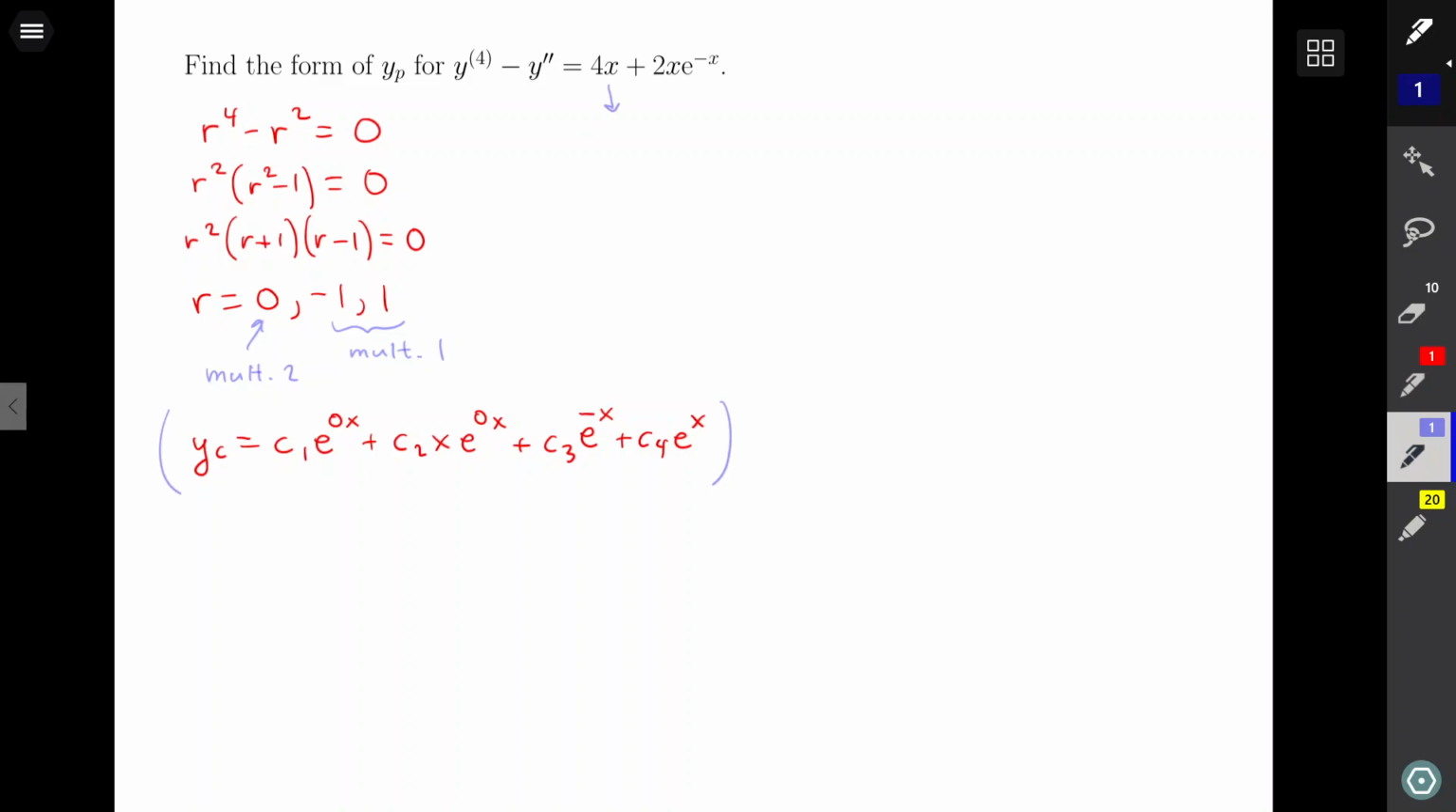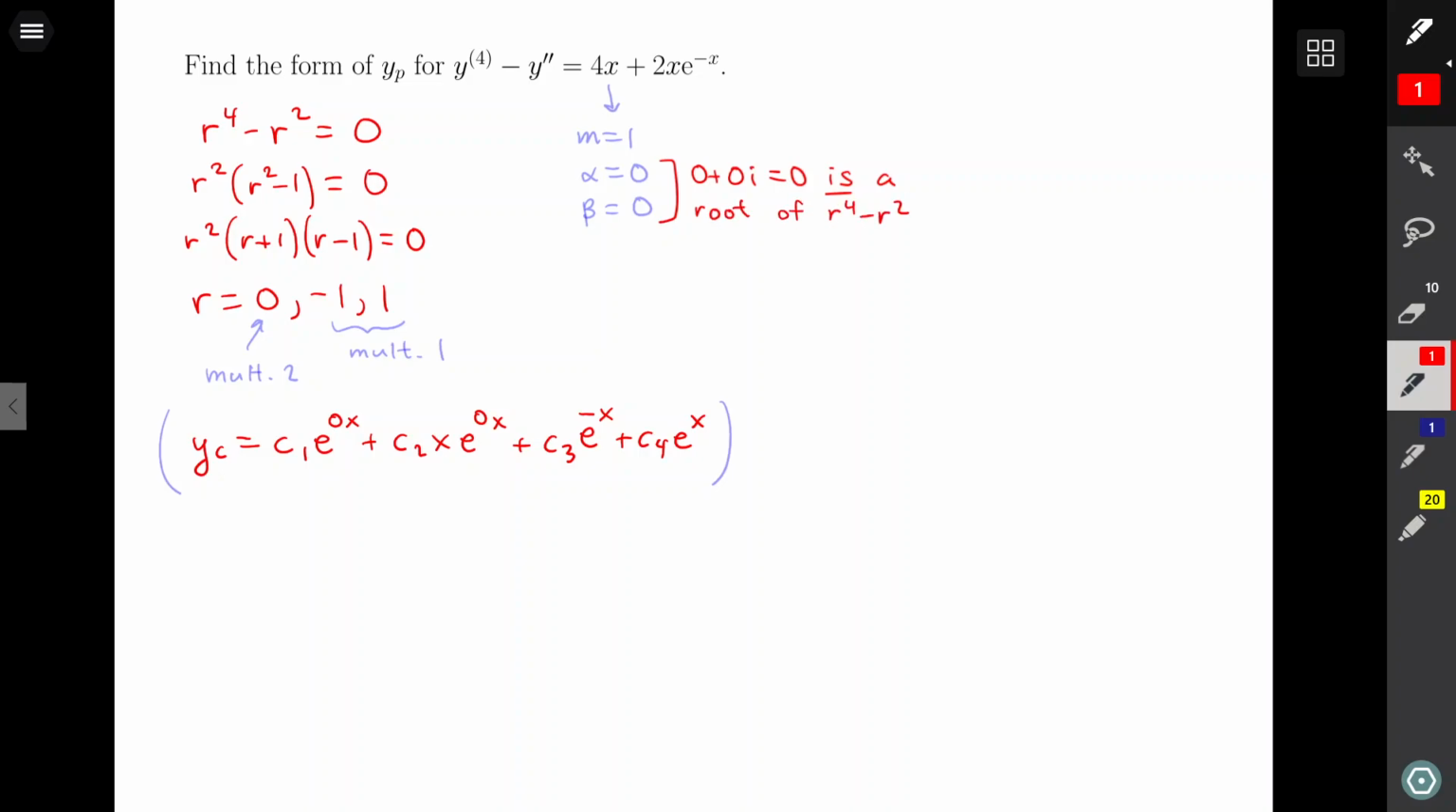So if you focus on 4x on the right-hand side, m is 1. There's no exponential, alpha is 0. There's no trig function, beta is 0. Combine those together: 0 plus 0i equals 0. That is a root of r to the fourth minus r squared, and it has multiplicity of 2. So that means that there's a match, and s is equal to 2.